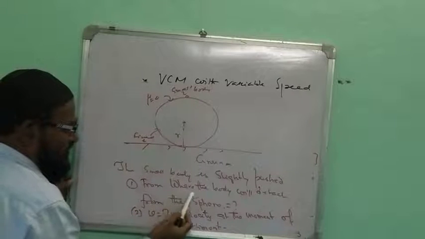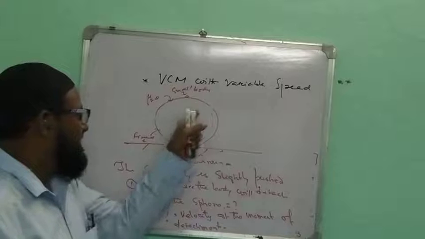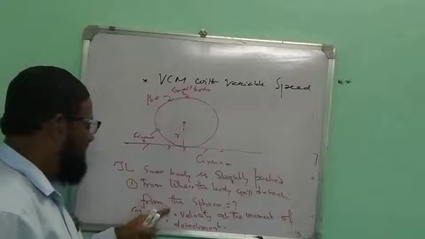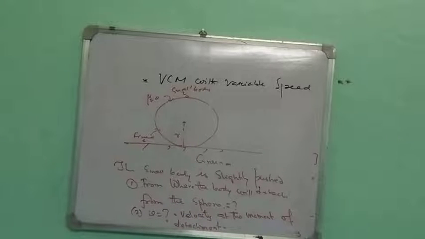The question is, from where will the body detach from the surface of the sphere? And another question: what is the velocity at the moment of detachment? Okay, I am drawing the figure again.